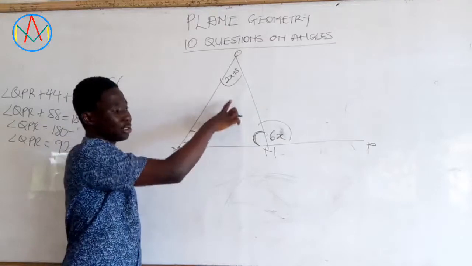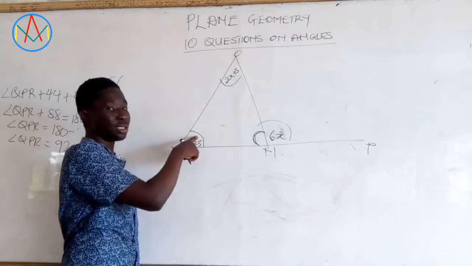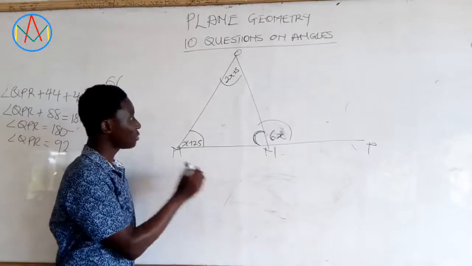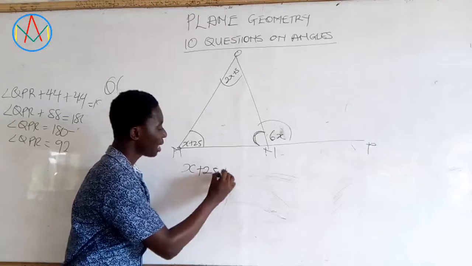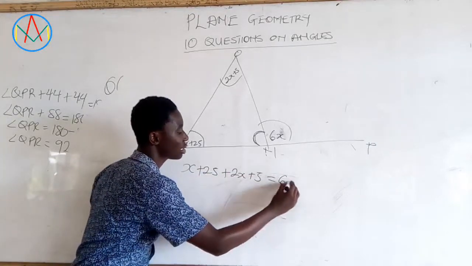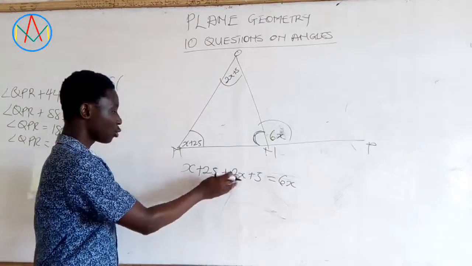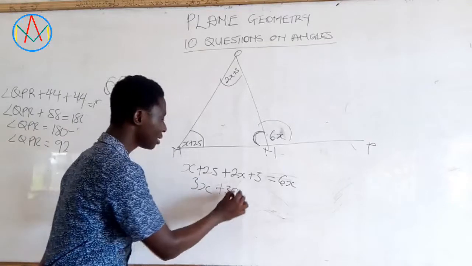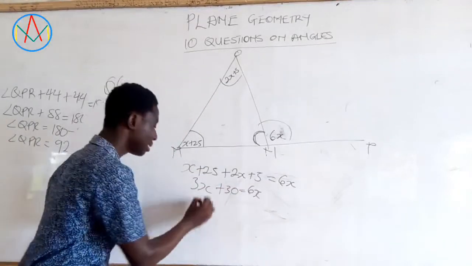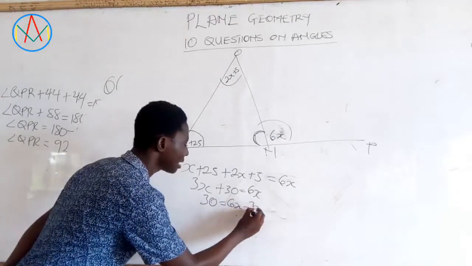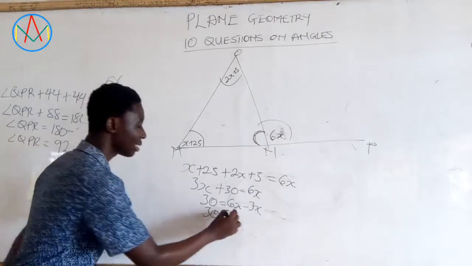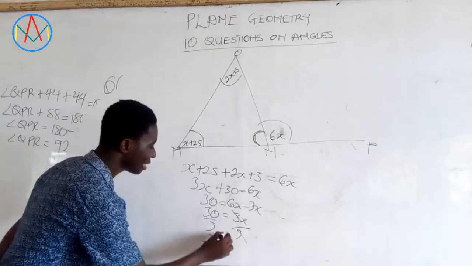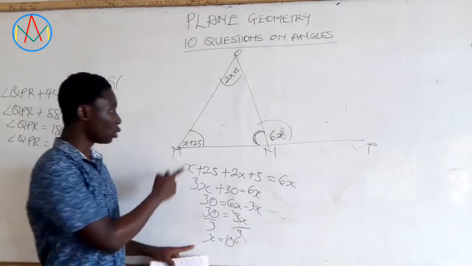Looking at the triangle, we are having two opposite interior angles and one exterior angle. So we can add these and equate it to 6X. We get S plus 25 plus 2S plus 5 is equal to 6X. 2S plus S is 3S, and 5 plus 25 is 30, equals 6X. Now let me send this to this side. So 30 is equal to 6X minus 3X. So 30 will give us 3X. Divide both sides by 3. X is equal to 10.